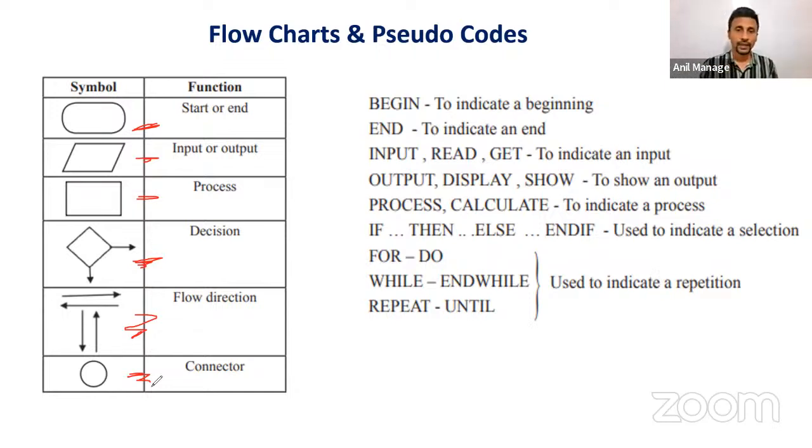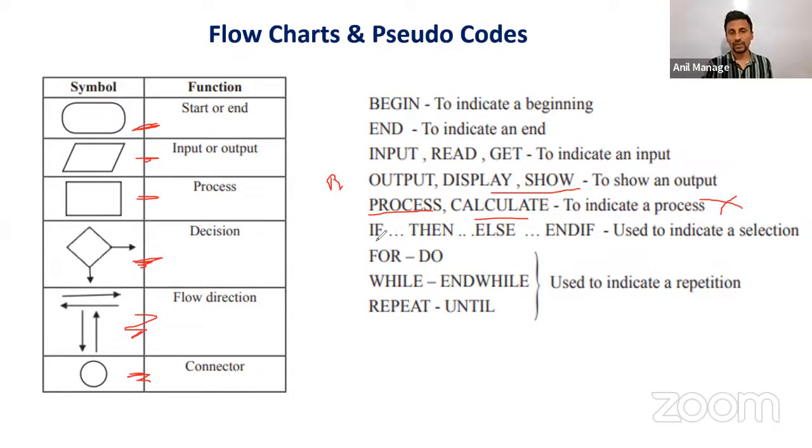That is also correct. Then when you are showing something, output, display, and show. All these words are correct. Maybe you can put print even. Print even, okay, yeah? Print. Then when you are writing the process, you can write a process or calculate, but this is not compulsory. This is not compulsory to write, but other things you have to write.